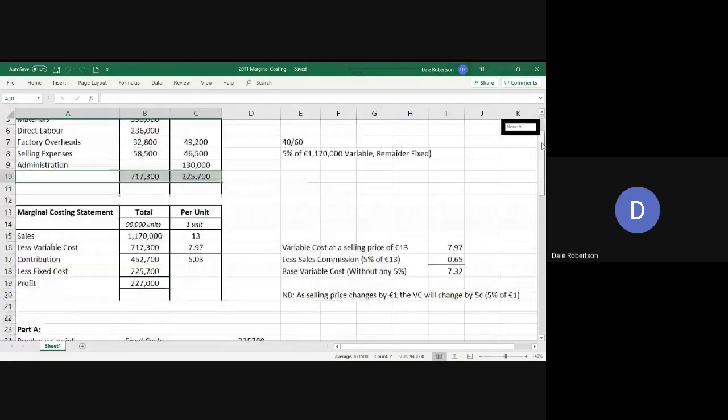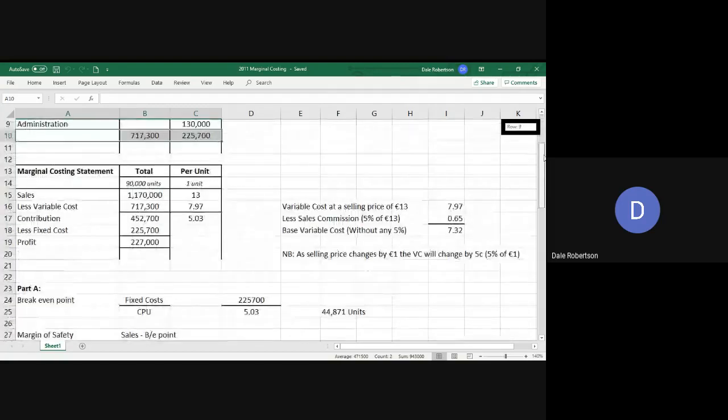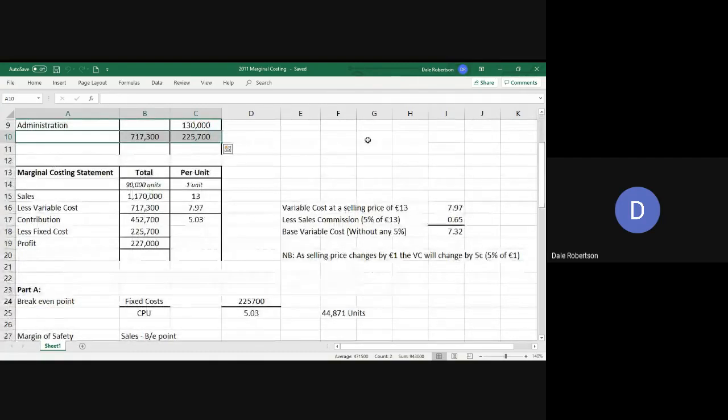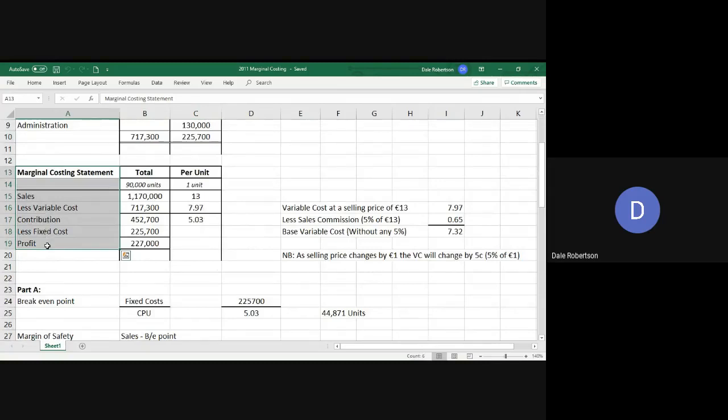Remember, we're still not answering the question until we get to part A at the bottom. We're going to do a marginal costing statement. The marginal costing statement is as follows. Sales, take away variable cost, gives you your contribution. Take away fixed cost, gives you your profit.